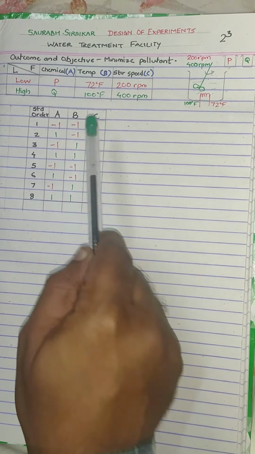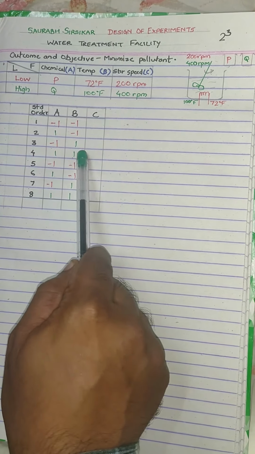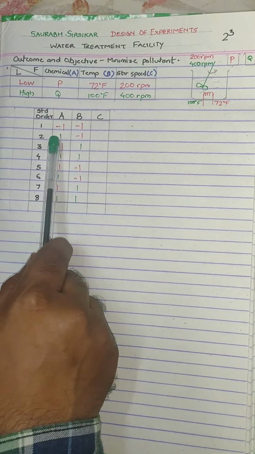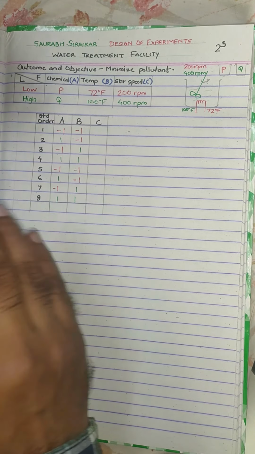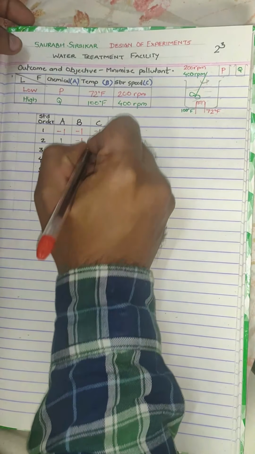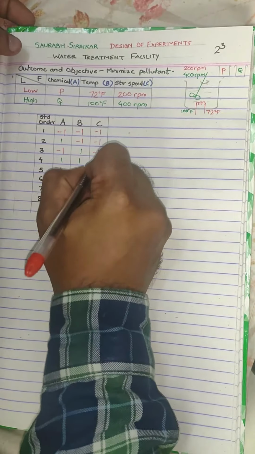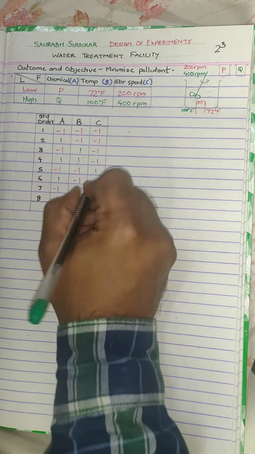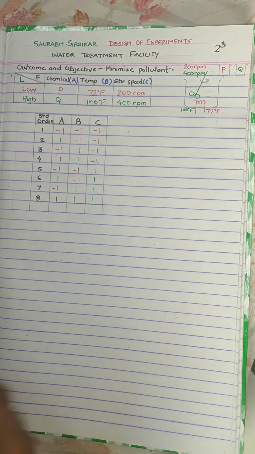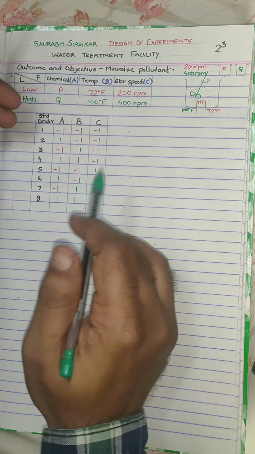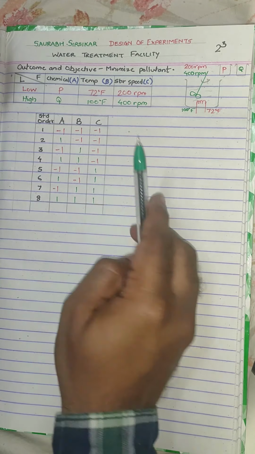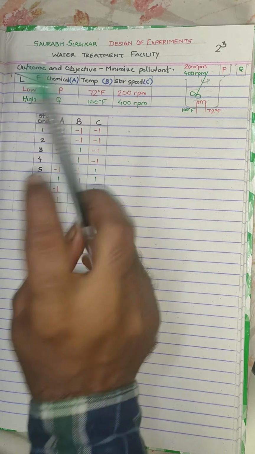Lower level, then I change it to higher level. Here I change it fast, here I change it slow. Now for C I will change it in the slowest way. So minus 1 minus 1 minus 1 minus 1, and then plus 1 plus 1 plus 1 and plus 1. Okay, so these are the 8 combinations which are possible for these 3 factors at these 2 levels.